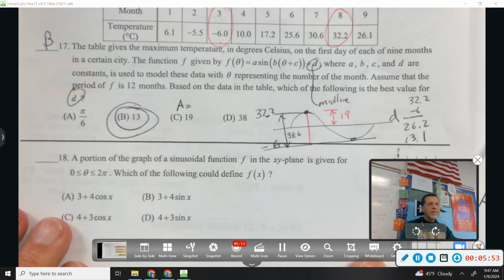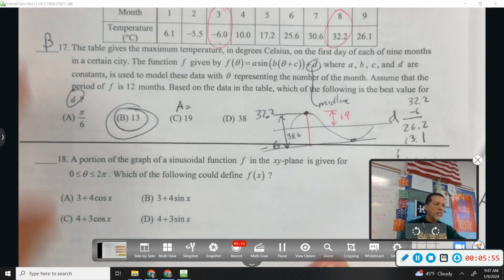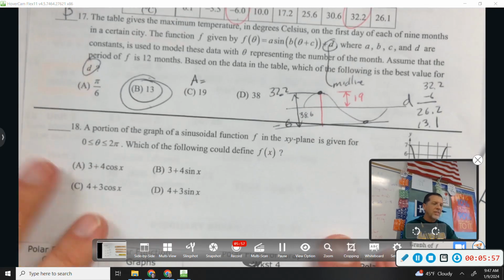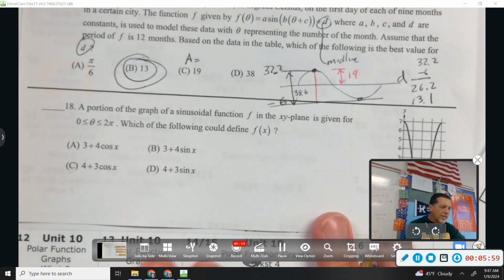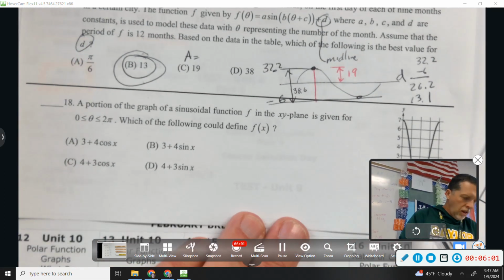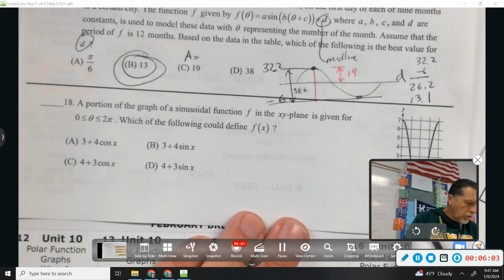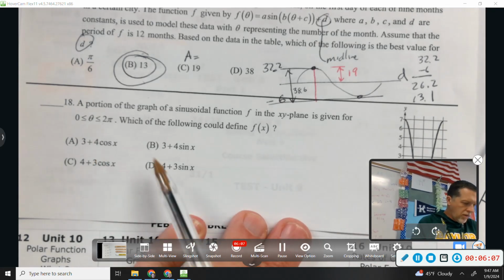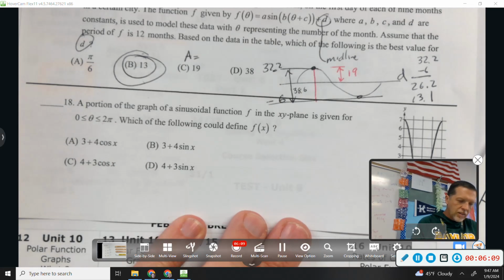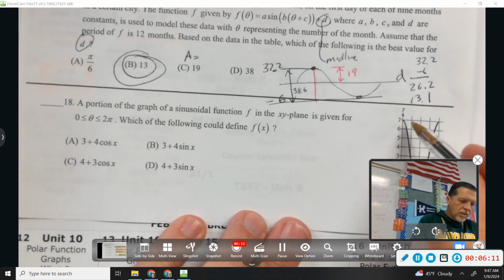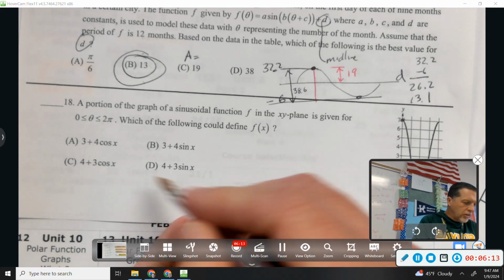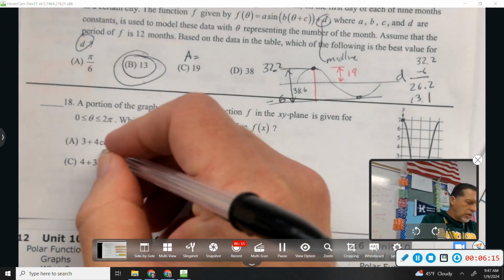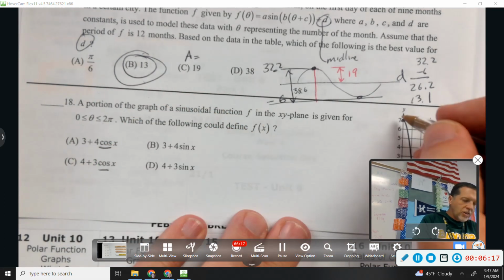Again, test inspired, so make sure you know what's going on with this. And then lastly, 18. A portion of the graph is given. Which of the following could define it? So we got 3s and 4s, sines and cosines. Well, it's starting at a max, and I don't see any phase shifts, so it's got to be a cosine if we start at a max.